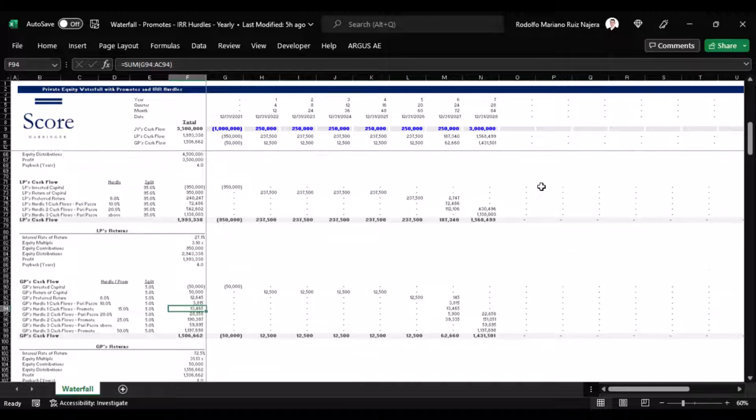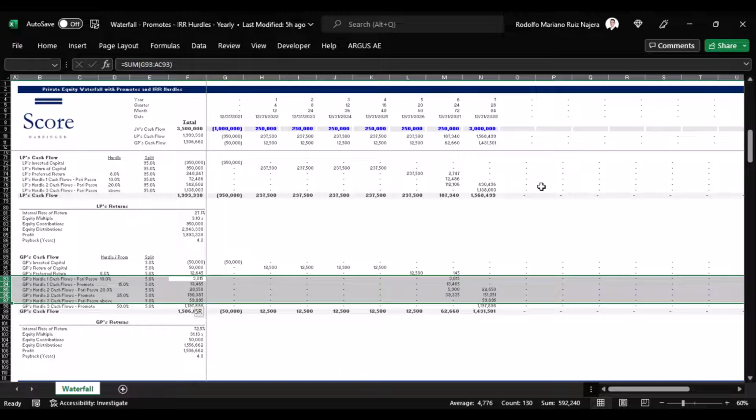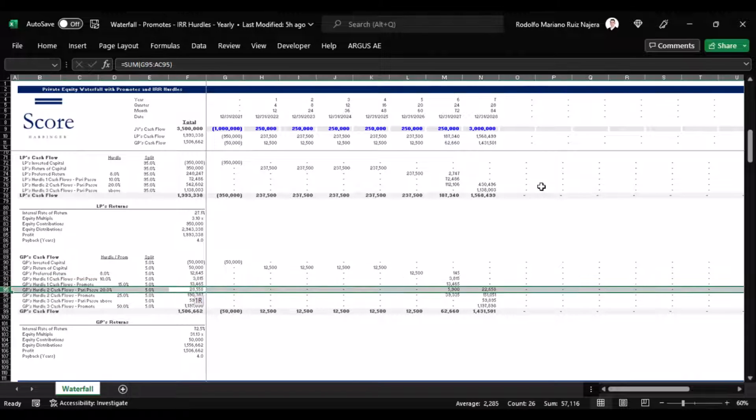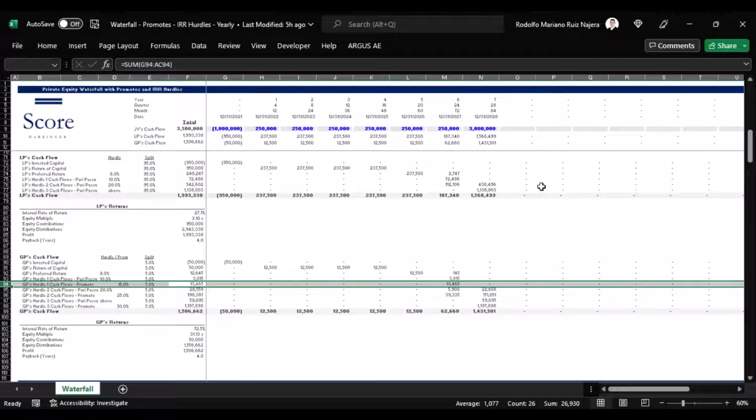Finally, we present the GP's cash flows in the same way, with the subtle difference that now we're further breaking down his different hurdle cash flows into pari passu profit distributions and promoted interest. So we have a clear idea of how much is promoted at each tier.